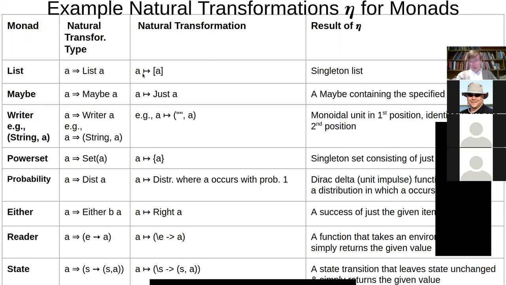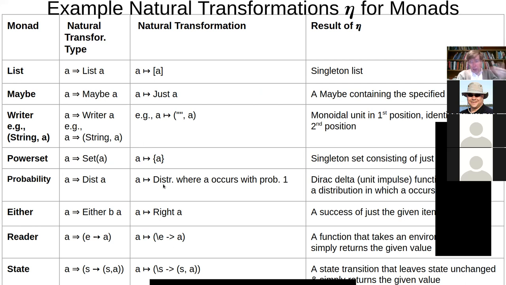The list eta, if you give it 3, would create a singleton list with just the element 3 in it. With a writer, it would pair up. It'll be a pair of values, the first element of which might be a string, and the second element of which would be 3. For power set, it'll be just the set. That's the eta for a power set: it will return the set of 3. And eta is the function that takes in the normal value, like 3, and gives you this embellished value, this generalized value.